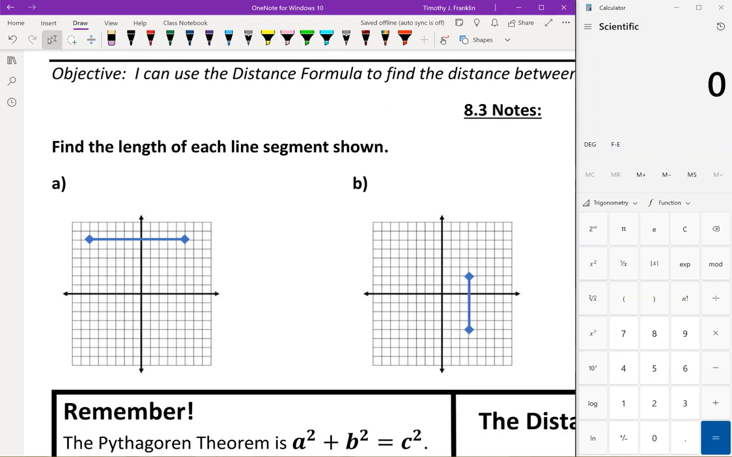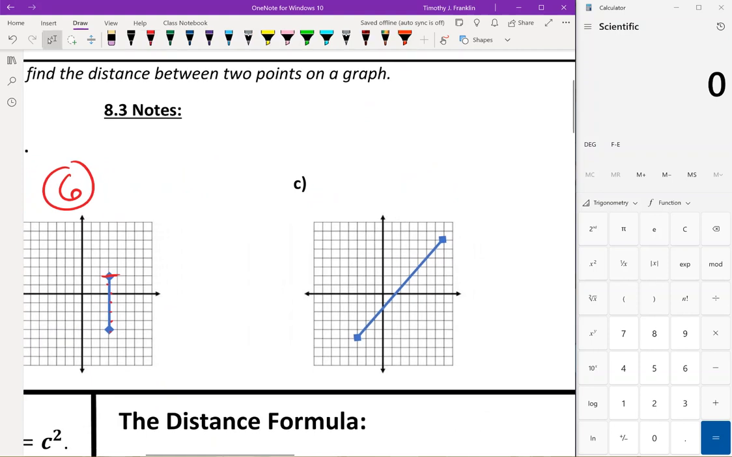So on example A here, we can just look and see how far it is between these 2 points. If we start here, it's 1, 2, 3, 4, 5, 6, 7, 8, 9, 10, 11. So our line is 11 units long, and we can just count that because it is on a straight line. Same thing for example B. If we start at this point, 6. So it is 6 units long.